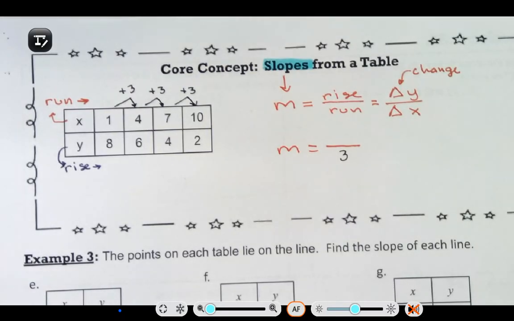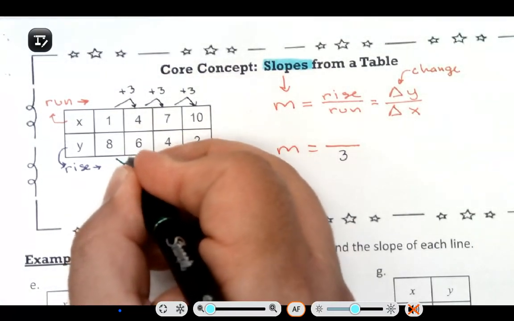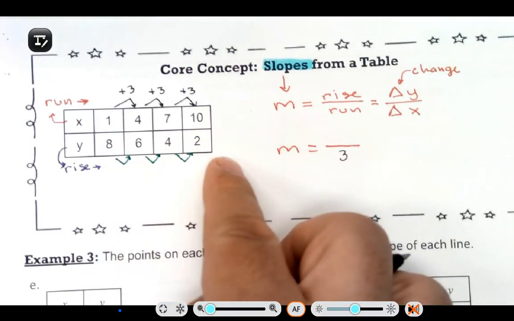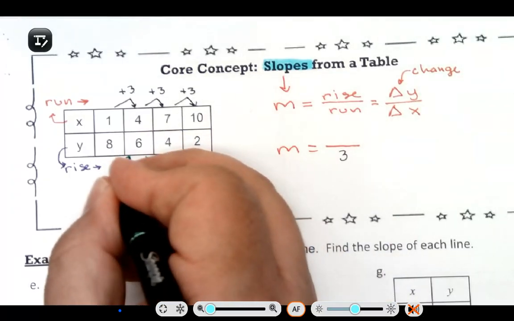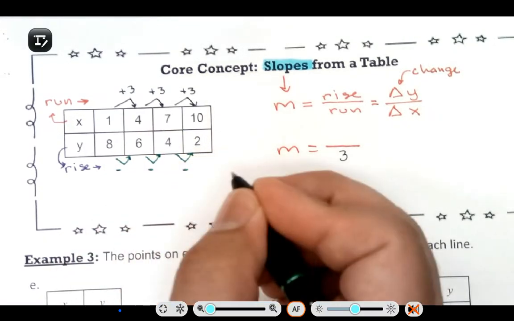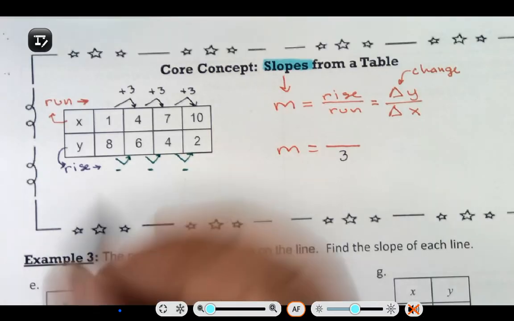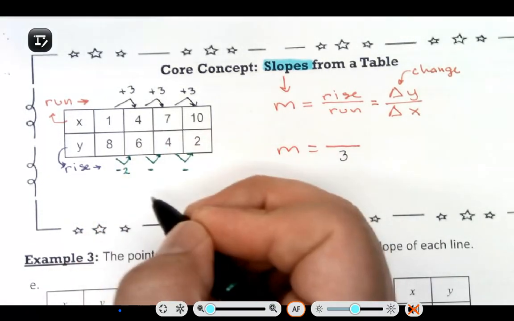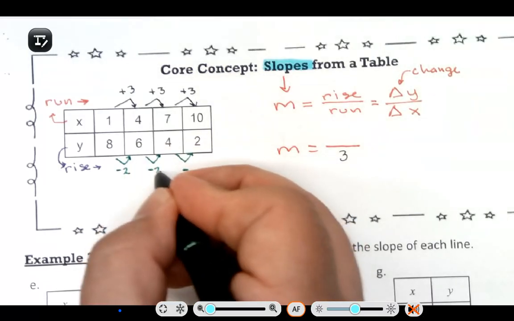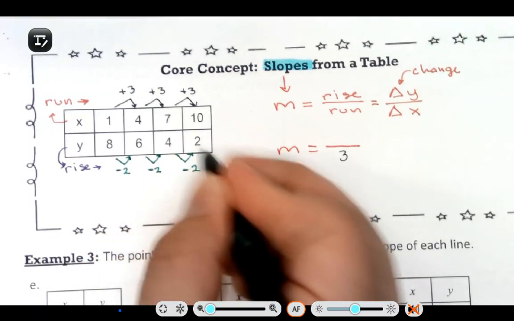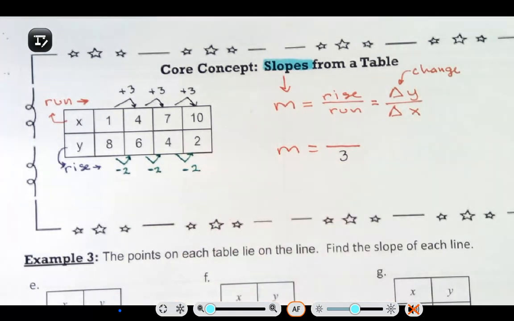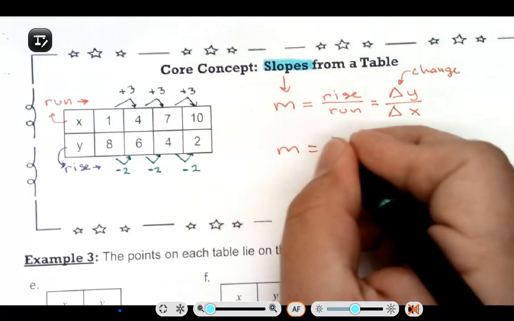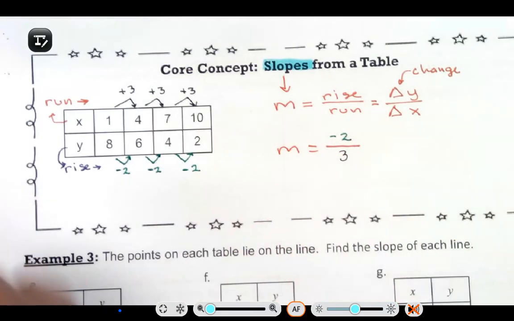Now I'm going to look at the y's. When I'm looking at my y values, I start to notice my y's are getting smaller as I move to the right, so only subtraction can do that. The question is, what are they subtracting by? 8 minus 2 will give me a 6. 6 minus 2 will give me a 4. 4 minus 2 is going to give me a 2. Well, there's the pattern. But don't forget, this is my rise, and the rise is what goes on top. And just like that, we're done.